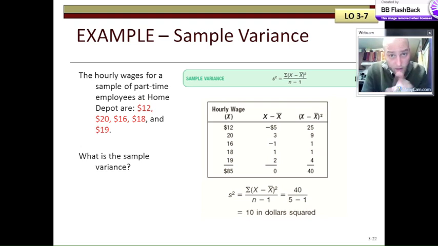That second column, x minus x bar, is the deviations column. In order to calculate the variance, we need to square each one of those deviations, which is the next column, x minus x bar squared. So we take negative 5 and square it and get 25. 3 squared gives us 9. Negative 1 squared gives us 1. Anything squared is non-negative: 0 squared is 0, negative numbers squared are positive, and positive numbers squared are positive. So when we add all those things up, we will always get a non-negative number.